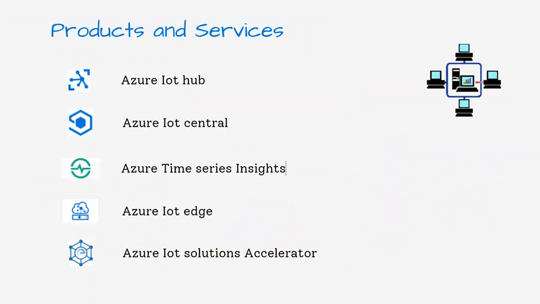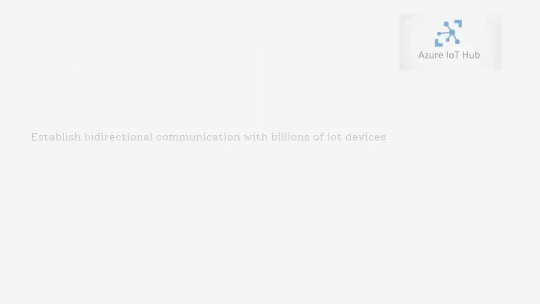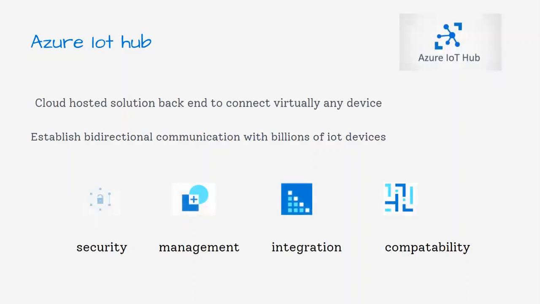Products and services. The products and services offered by Azure IoT are broadly classified into connectivity and analysis, and edge and device support. Let us see a few products and services which come under connectivity and analysis.